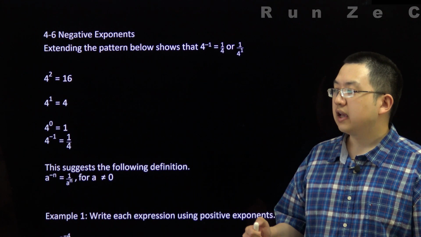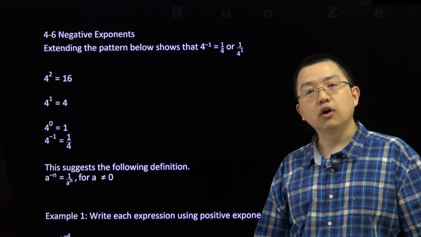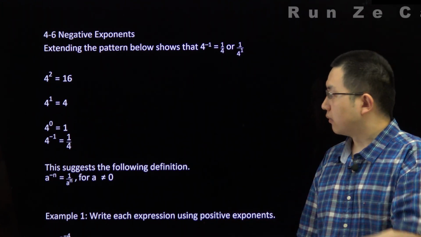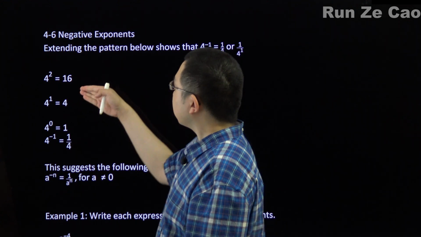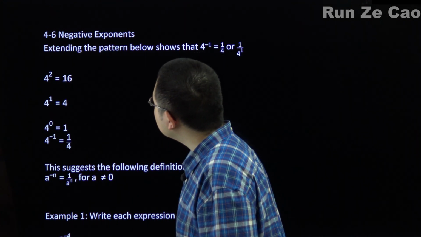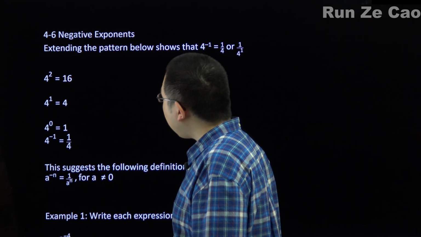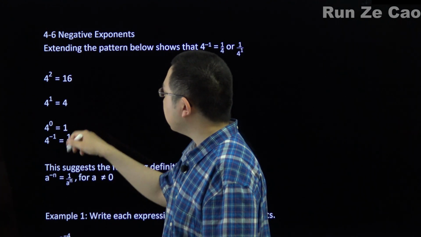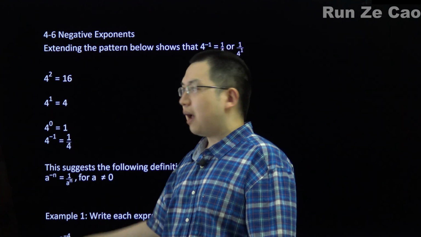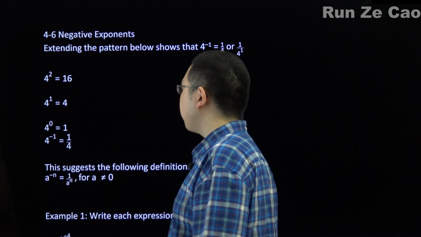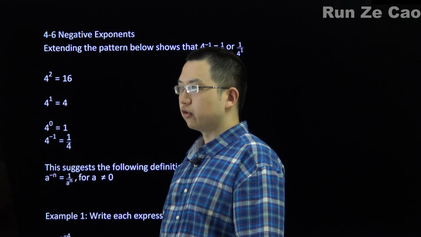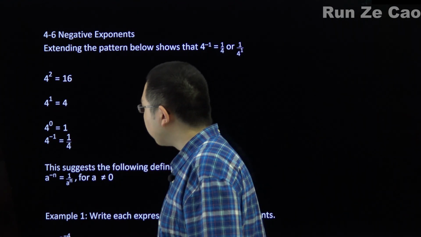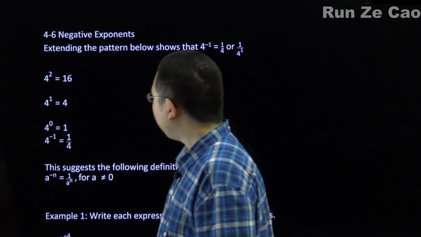When you have something to the power of 0, you end up with 1. Well, there's a pattern. Say 4 squared is equal to 16, 4 to the 1st power is equal to 4, 4 to the 0th power is equal to 1. So you divide by 4 each time. Okay, this makes sense. What happens when you have 4 to the negative 1st power? Well, if you divide by 4 again, you end up with 1 over 4.